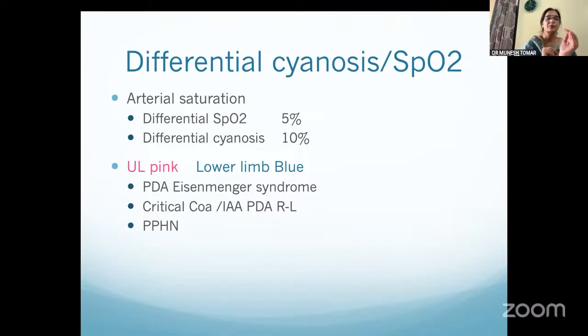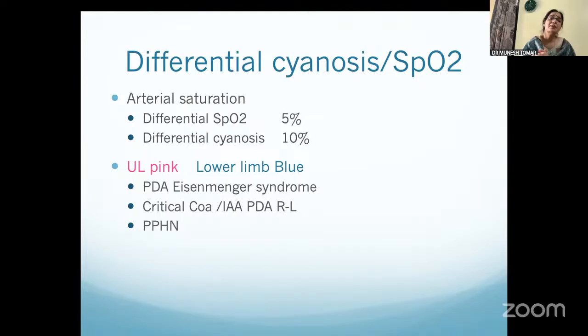So when the upper limb is pink and the lower limb is blue, it means PDA with right to left shunt, Eisenmenger syndrome, or critical coarctation, interrupted aortic arch, or PPHN. In a newborn, this is PPHN when we talk about differential cyanosis or differential saturation. This entity should always be kept in mind when we are in the nursery, but at the same time critical coarctation and interrupted aortic arch should be considered. When we talk about PPHN with differential cyanosis, the underlying critical structural defect should always be looked for. So there comes the use of echocardiography.